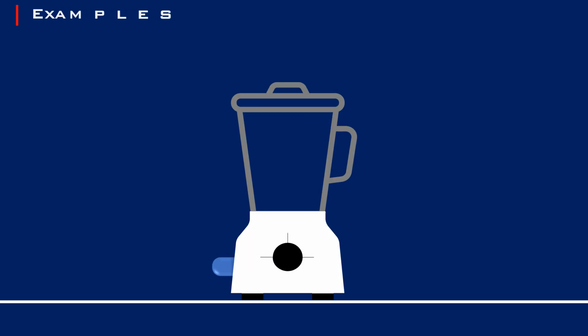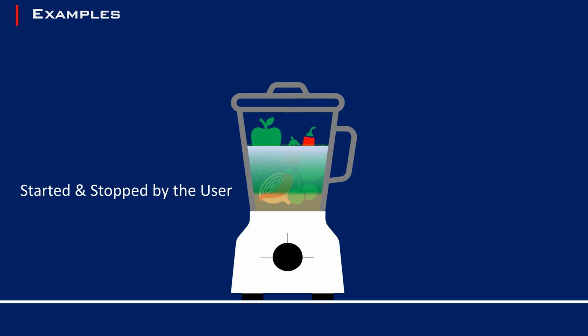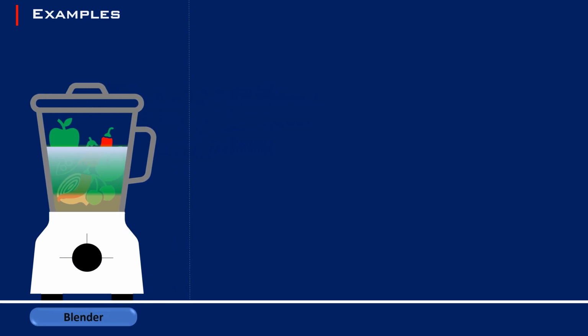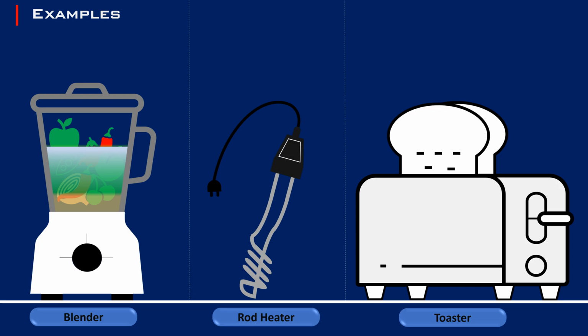A vegetable blender is another example of an open-loop system because it runs without feedback. When the user starts the blender, it operates at a set speed or time until manually stopped. The consistency or texture of the blended vegetables doesn't change automatically during the blending process. Rather, any adjustments are made manually by the user to get the desired result. An immersion rod water heater and a bread toaster are common open-loop examples.